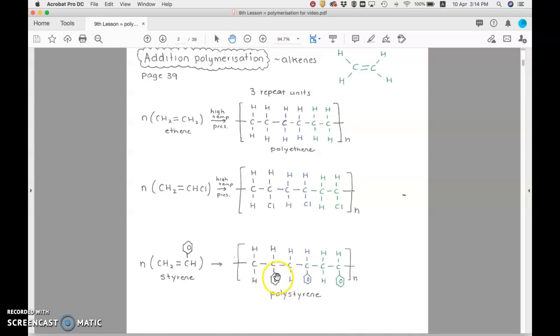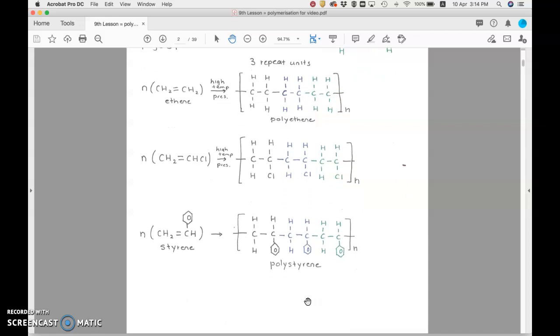Don't worry about whether it's up or down, makes no difference, as long as you have it on every second carbon. And likewise, if you have it on the first carbon, then as long as it's then on the third and the fifth, again, it's the same polymer. And that's your polystyrene, which is used for takeaway coffee cups and packaging around appliances that you buy.